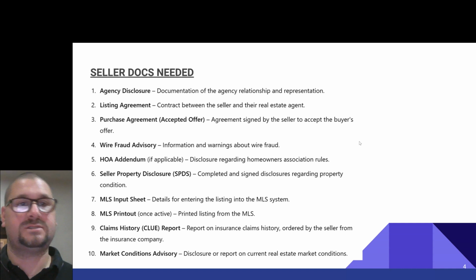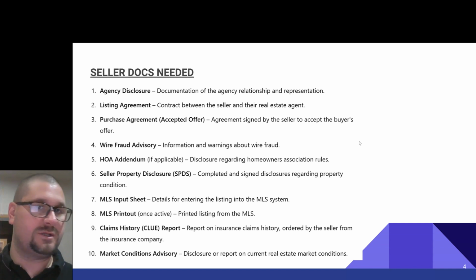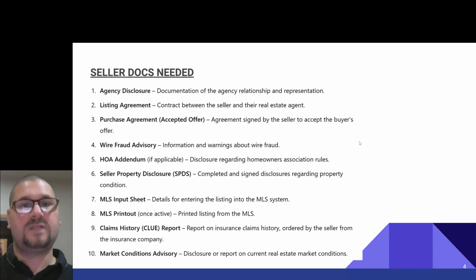Purchase agreement, right? Once you get your listing offer accepted, then you can go on with the purchase agreement. Once an offer has been sent, and then you've accepted it, it's an agreement signed by the seller to accept the buyer's offer. Next is wire fraud advisory. It's information about warnings about wire fraud. HOA addendum, if applicable. Disclosure regarding homeowners association rules.